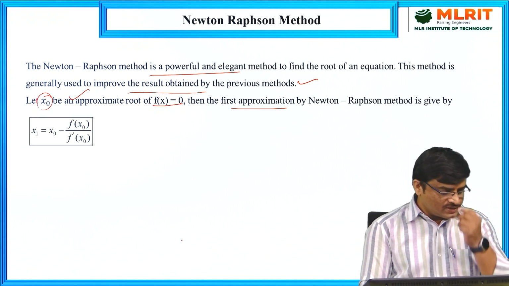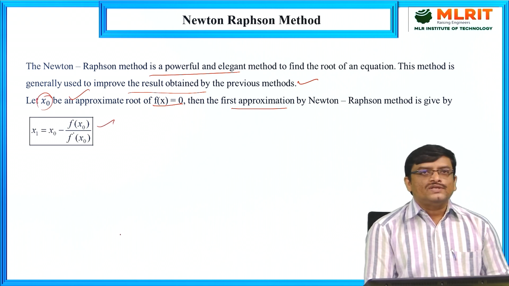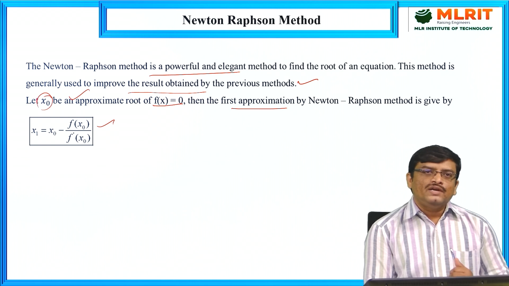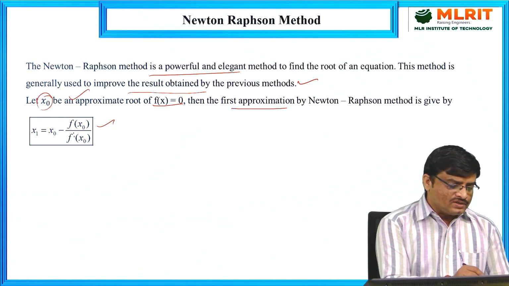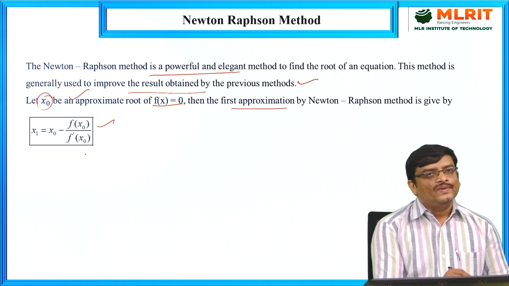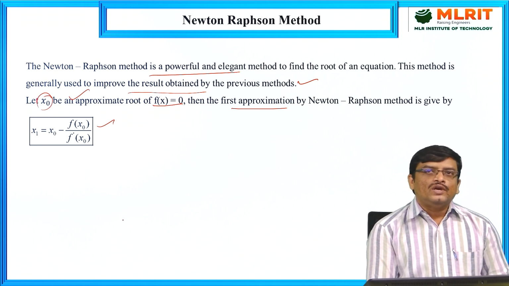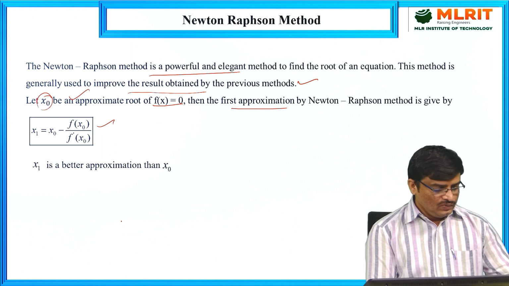This is our standard formula to find the first approximation using the Newton-Raphson method. In this, we need a function f of x and its derivative. If you substitute these values in this formula, we get our first approximation using the Newton-Raphson method.